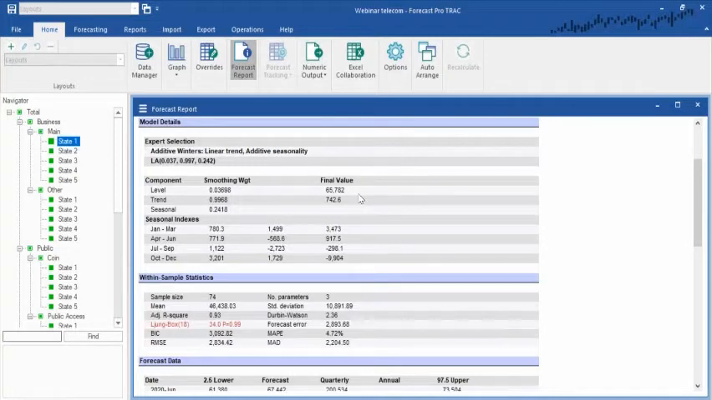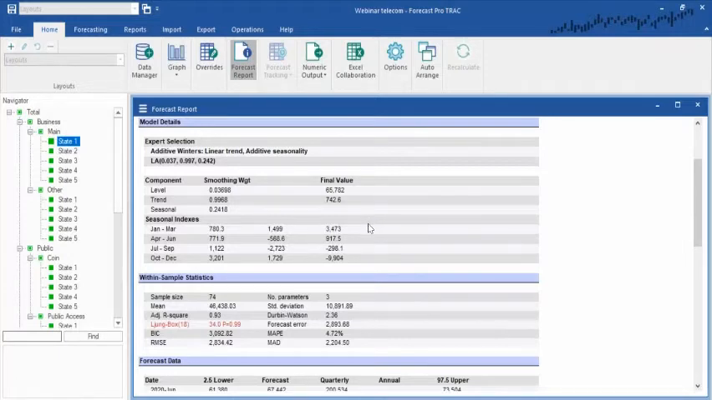Let's take a peek at what we have here. The final value for the level is 65,782. What that's saying is your current sales level is 65,782 units. It's the starting point for the forecast. The final value for the trend is 742 units per month. Your demand is increasing. You have an upward trend of 742 units per month. If we're creating forecasts, we're going to start at the final value for the level, and in terms of trend, we're going to add 742 units per month to get that linear trend.